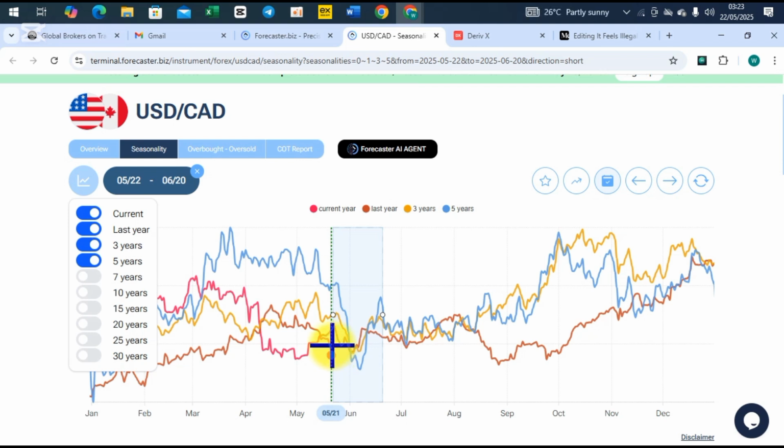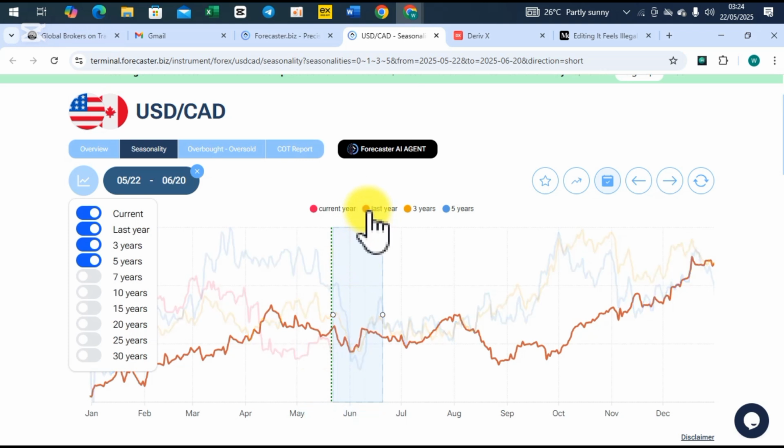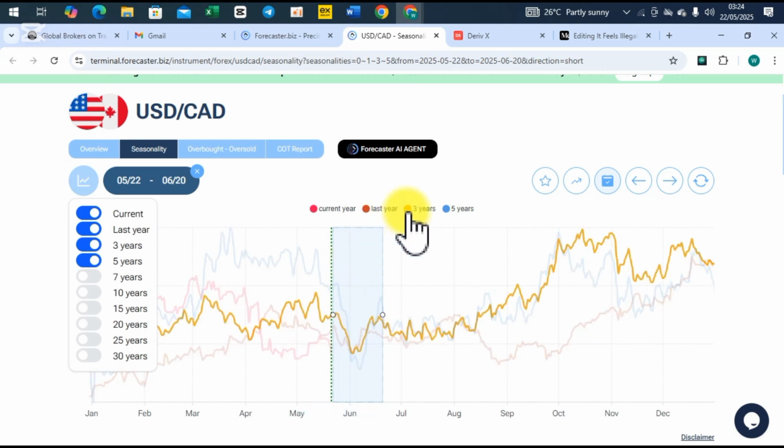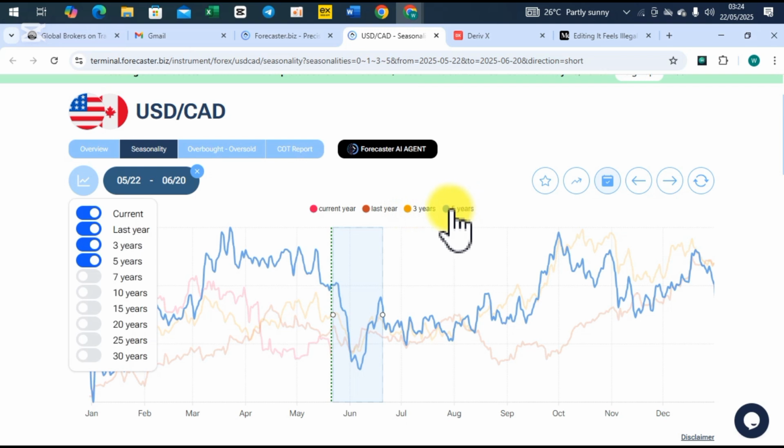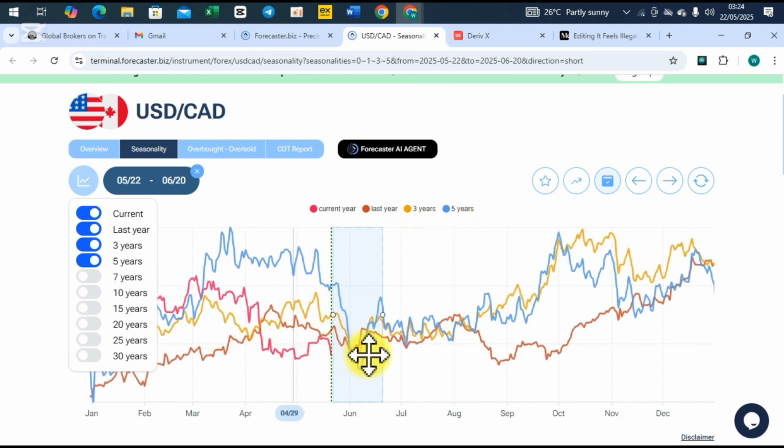And price is currently here on this dotted green line. Okay, this is where price is. Pink color, it is the current price. Last year, it is this line. Okay, this one, are you seeing? So 3 years, it is this one. 5 years, it is this one. So you can see how prices are correlating.